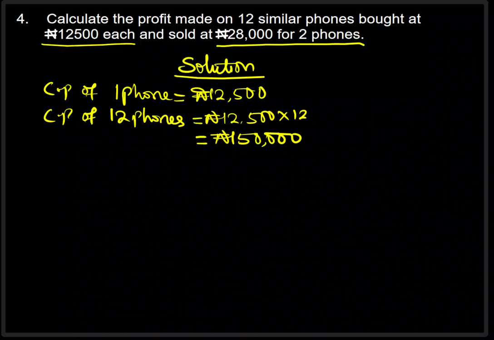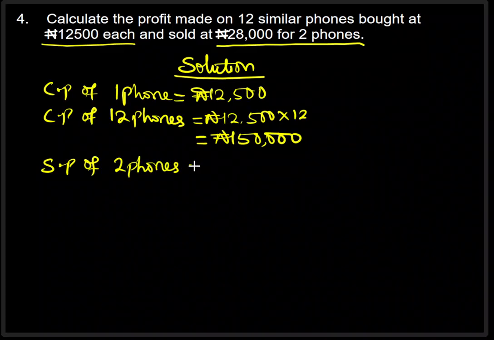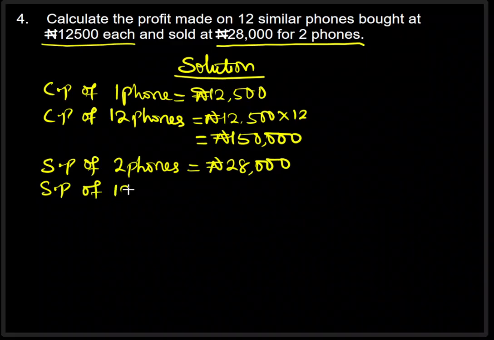Now let's move to the selling price. So the selling price of not one phone now, because we are told they were sold at 28,000 for two phones. So the selling price of two phones is equal to 28,000 naira. Okay, and then we are looking at the selling price of 12 phones.